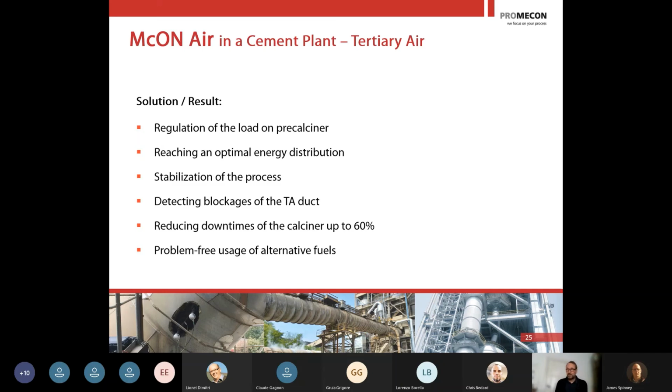You can detect blockages due to deposits in your tertiary air duct, because we found with a lot of clients that at a certain point so much material accumulates in the tertiary air duct that they have to stop it, isolate it, and clean it. By this, you can reduce the downtime of your calciner by up to 60%, and you have better control and usage of alternative fuels in your calciner.